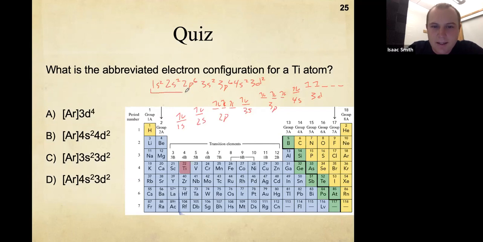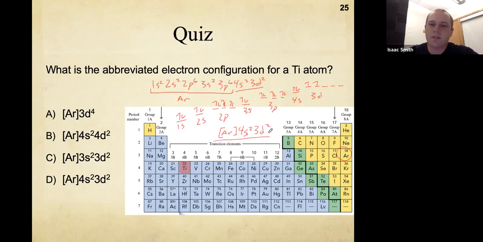But if we look at it, this right here is the electron configuration for argon, one of the noble gases. So we can do the abbreviated version and replace that whole thing with just argon in brackets. You could go through and check, but you have a filled 3p6, which puts you at this position, so that's argon. Then we just fill in the rest: 4s2, 3d2. This is our abbreviated electron configuration for titanium, so your answer would be D. Awesome.